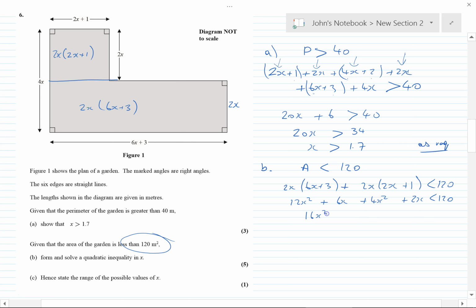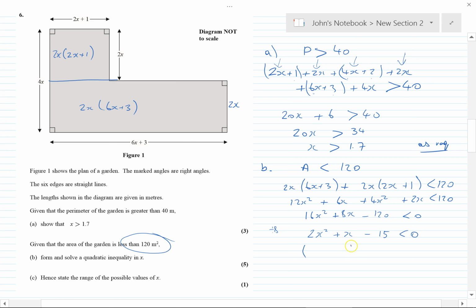16x squared plus 6x plus 8x minus 120 is less than 0. Now you might think, oh, this is a bit hair-raising to factorise that, but hopefully it's an obvious factor. We can see we can divide it all by 8. So that gives me 2x squared plus x minus 15 is less than 0.